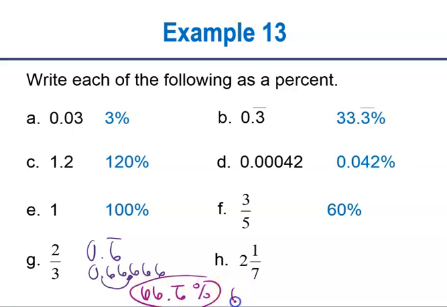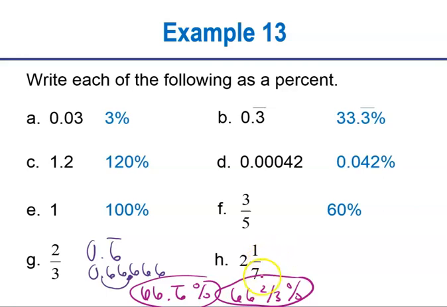Another way to write that is 66 and 2/3%. Both of those would be correct. So you'd have to look at what best suits your result. Okay, either how the homework asks you to put it or whatever you're working on. Okay, now 2 1/7.